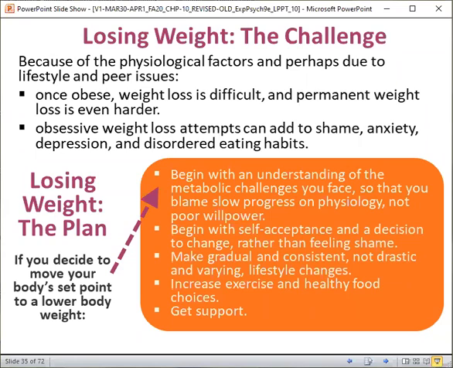Begin with self-acceptance and a decision to change rather than feeling shame. Make gradual and consistent, not drastic, changes in your lifestyle. And that's one of the key things too. Don't try to go jog 5 miles immediately. Just walk for a few. Okay, increase exercise and healthy food choices, and of course, get support. Join a club, whatever type of group you can, in order to do those things together, because the social support does help a great deal as well.